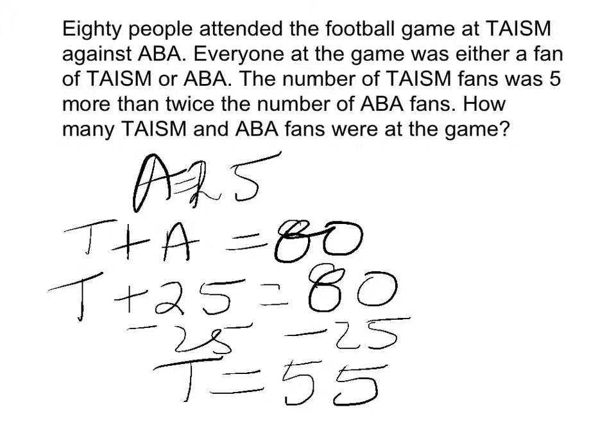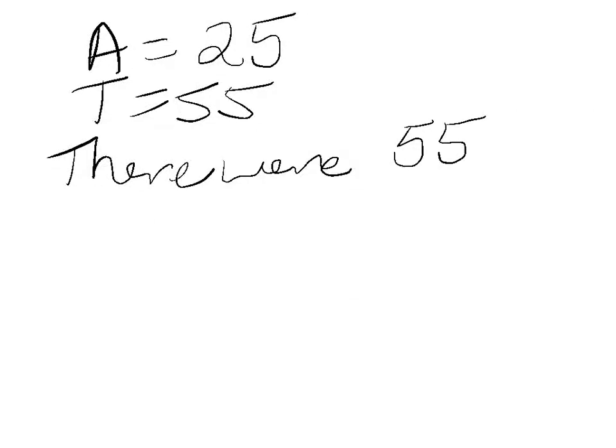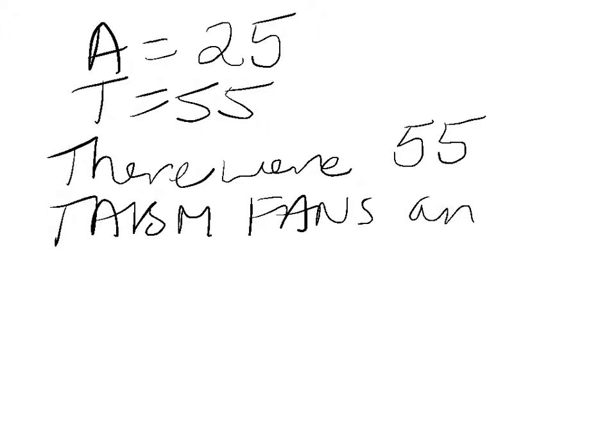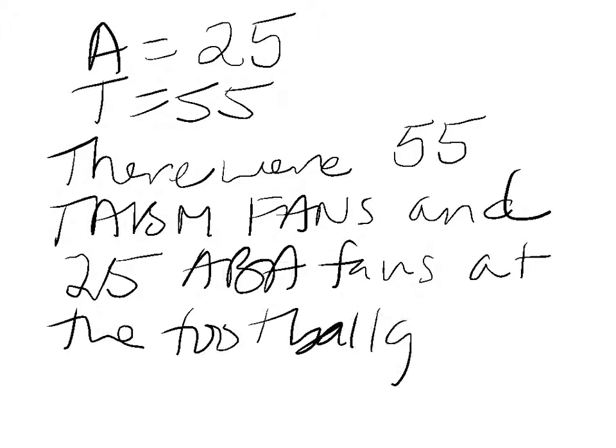And then one last step. We're going to want to write in terms of the situation. So if a is 25 and t is 55, then that means there were 55 Taysom fans and 25 ABA fans at the football game. Voila.